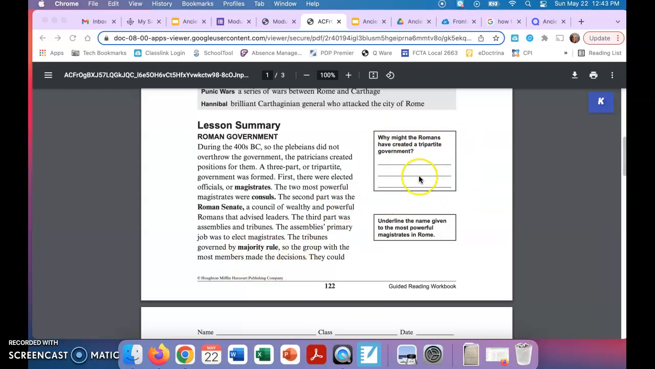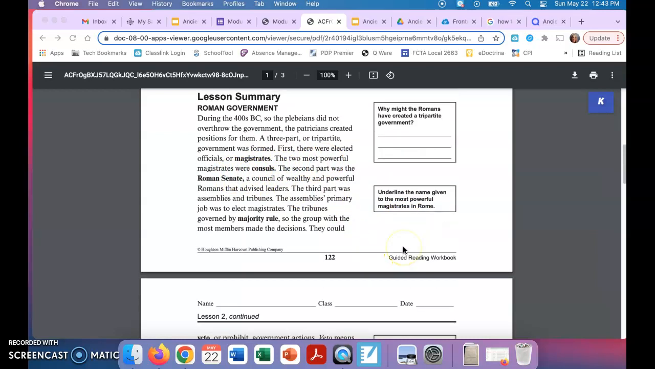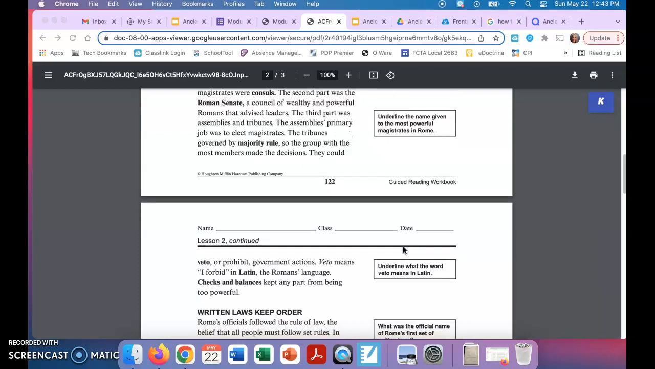Okay, so again, why might the Romans have created a tripartite government? That is over in this first part of this paragraph I read. Then the second thing you need to do is underline the name given to the most powerful magistrates in Rome. The two most powerful magistrates, okay? All right, I'm going to continue on.